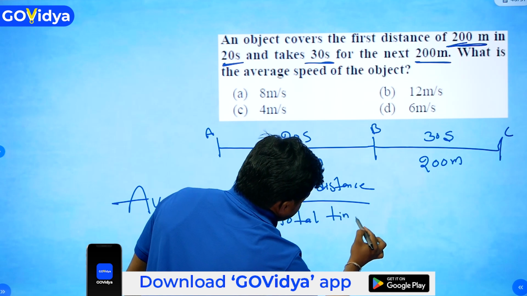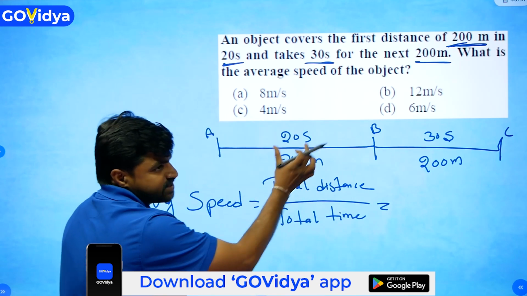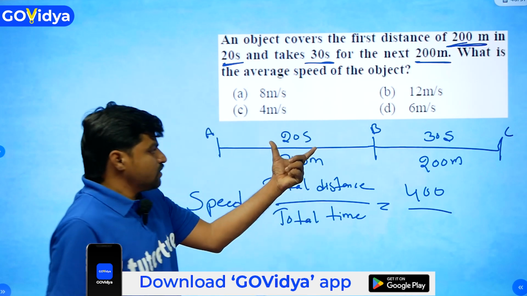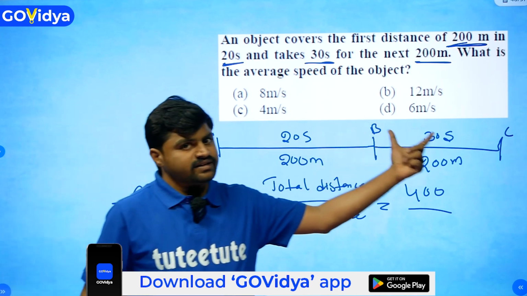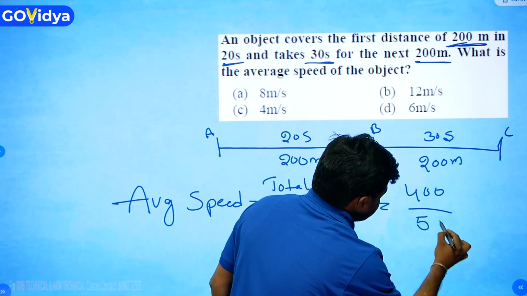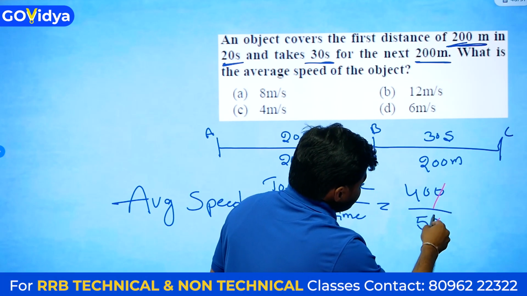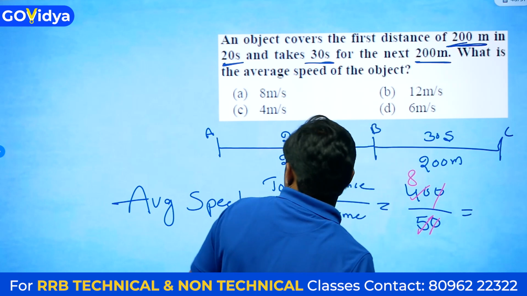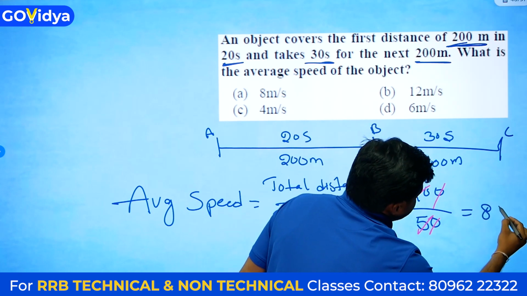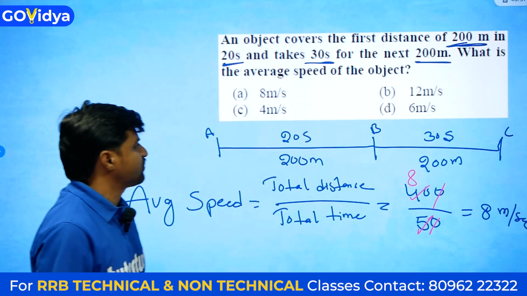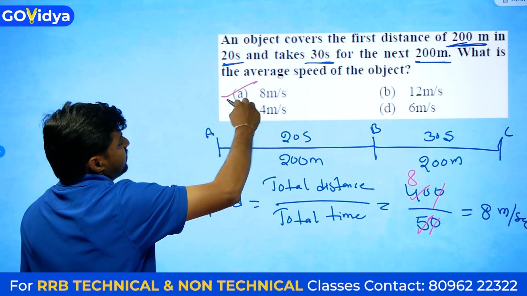Total distance is 200 plus 200, 400. And the total time: here 20 seconds and here 30 seconds. 20 plus 30, 50 seconds. 50 seconds. Okay. Zeros cancel. 5 1s are 5, 5 8s are 40. The average speed is 8 meters per second. From the options, option A is the correct answer.